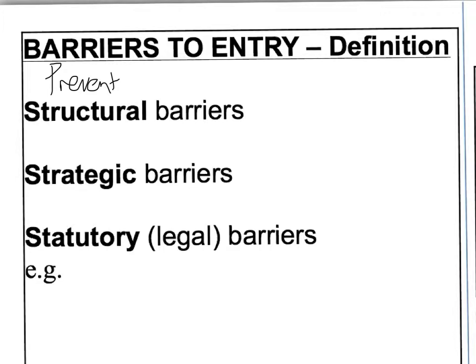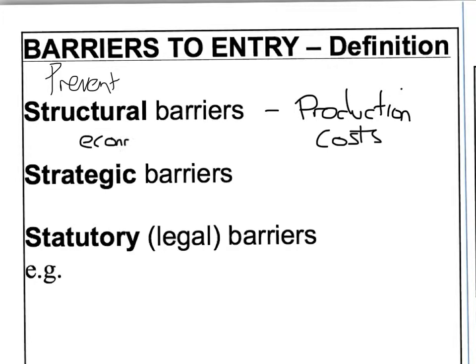Right, the first one is structural ones, due to differences in production costs. So that would be things like, they might have better machinery and stuff like that, so they might be able to benefit from things like economies of scale.